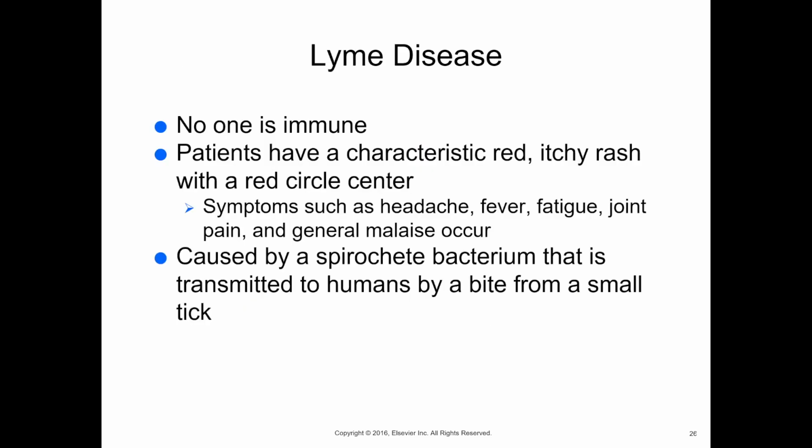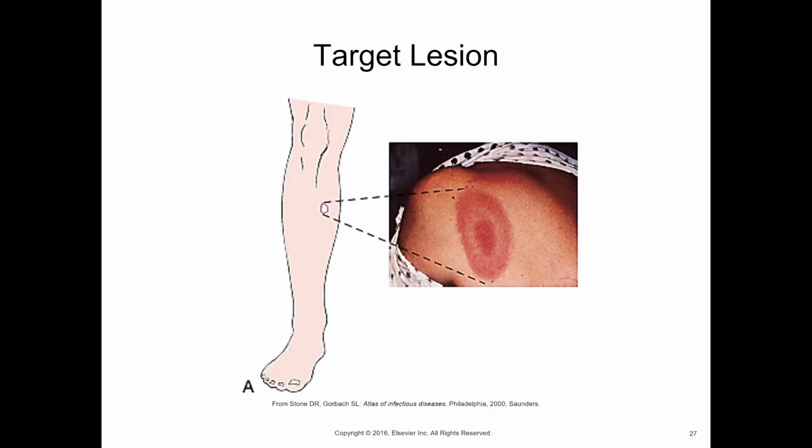Lyme disease. Interesting thing about Lyme disease, no one's immune. Lyme disease is spread by ticks. It is Borrelia burgdorferi. The most typical characteristic physical exam finding, though, is our target-based lesion. This is called erythema migrans, meaning the outer portion that makes it look like a target is actually migrating outward.